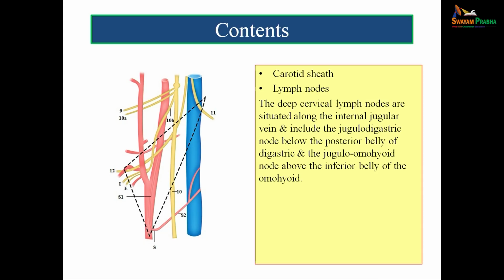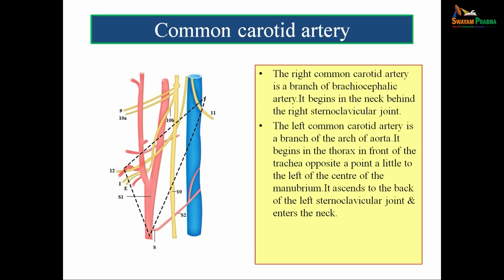Then lymph nodes are seen in this region. The deep cervical lymph nodes are situated along the internal jugular vein, and prominent lymph nodes among these include the jugulodigastric node below the posterior belly of digastric and the jugulo-omohyoid node which lies above the inferior belly of the omohyoid. Now we come to the common carotid artery.